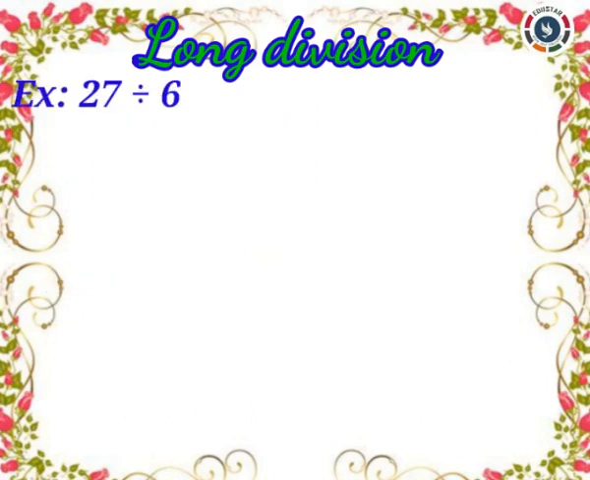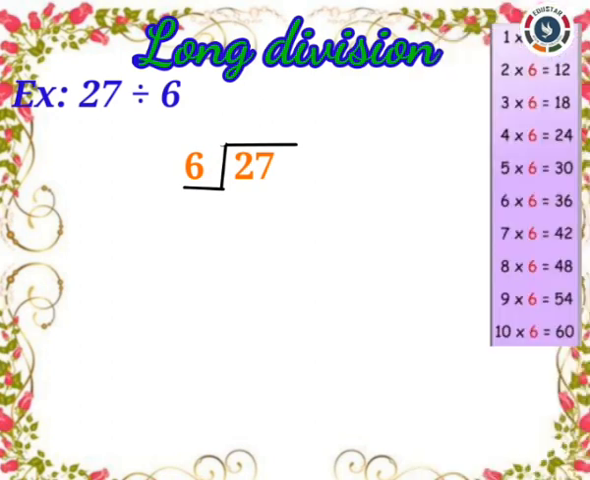Now see this example. 27 divided by 6. Write 27 inside the division box. 6 outside the division box. In 6 table 27 is not there. But 27 lies between 24 and 30.